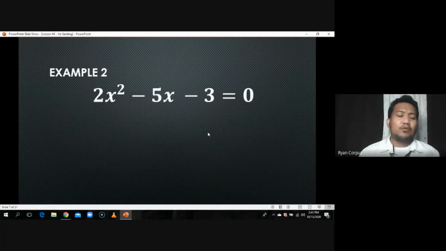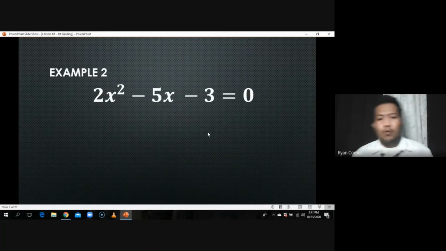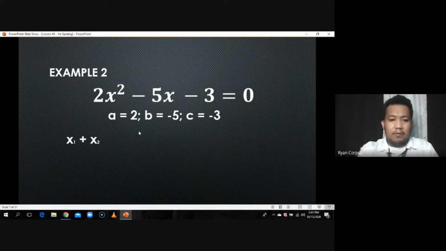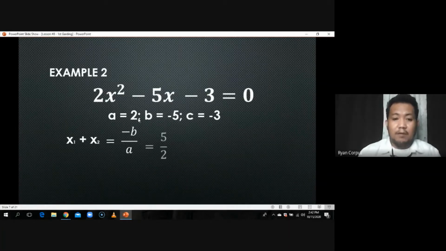So in example number 2, the given is 2x squared minus 5x minus 3 is equal to 0. Again, the values of A, B, and C there are: A is 2, B is negative 5, while C is equal to negative 3. So to find the sum of the roots, we simply need negative B over A. So in negative B over A, we come up with negative of negative 5. So the negative of negative 5 is positive 5 over the A, which is 2. So we'll come up with positive 5 over 2.